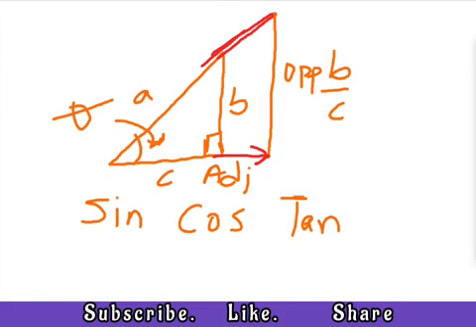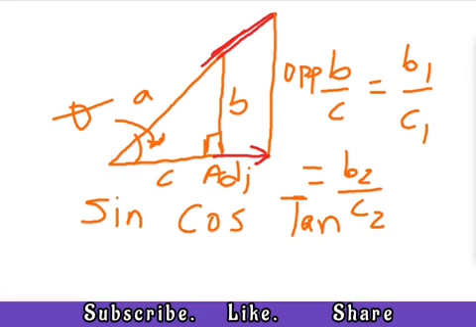So that means that even if we change the size of the triangle, the ratio will always give the same thing. So if we change the size of the triangle and then we are now having B1 and C1 as a new length, the ratio of B over C will still give us the same thing as B1 over C1. And if we increase it further, we are having B2 over C2. It should give us the same ratio. I hope you understand. It should give us the same ratio.